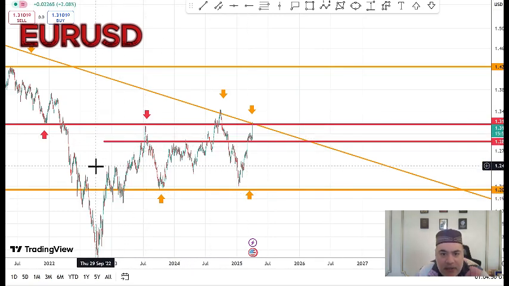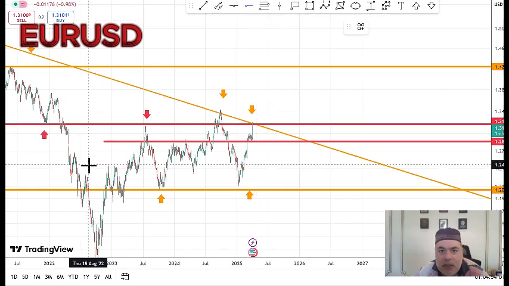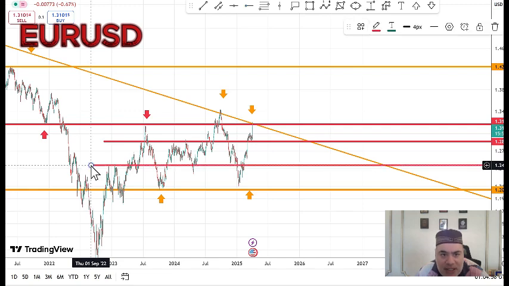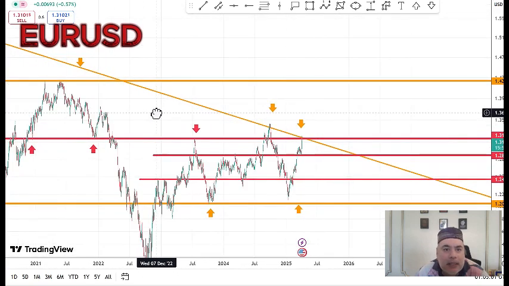And then any other resistances? Okay, see this one? See this one? This is a resistance. It's a legit resistance. Let's see on the upside.